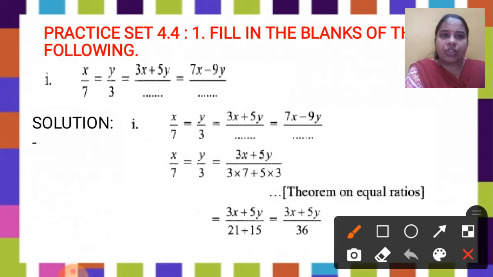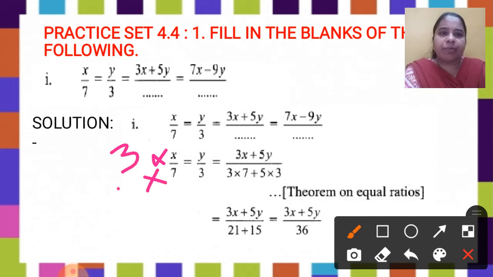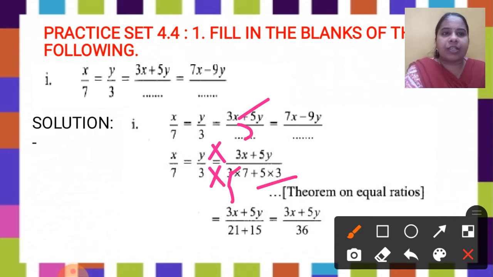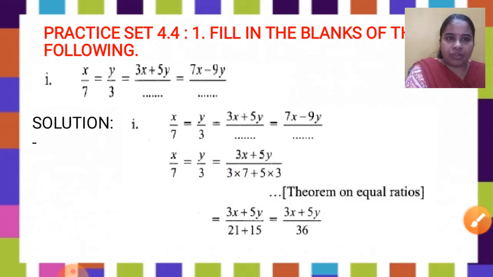I hope it is understood how we are getting this. This is what I was explaining. See, x is multiplied by 3, so the denominator also is multiplied by 3. That is the reason it is done here, 3 into 7. The second part: y is having 5, so this is multiplied by 5, and this also is multiplied by 5. That is the reason it is written as 3 into 5 or 5 into 3. Then when I apply the theorem of equal ratio, it will be 21 plus 15, which is nothing but 36. So this is our first part of the answer.